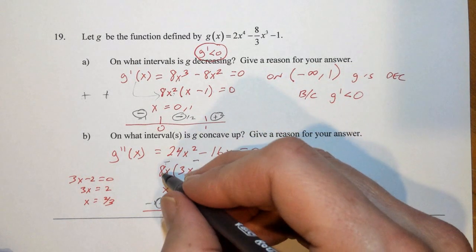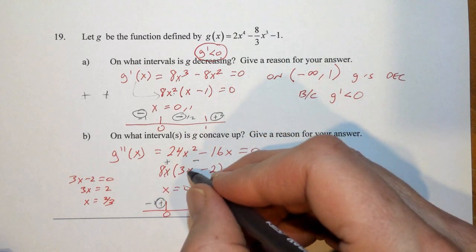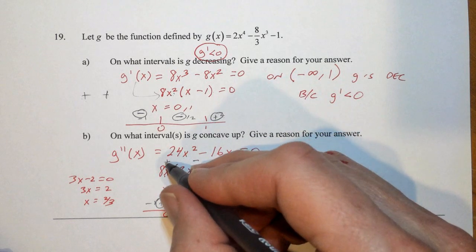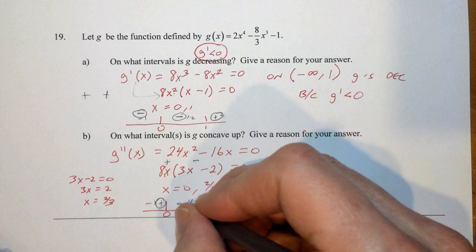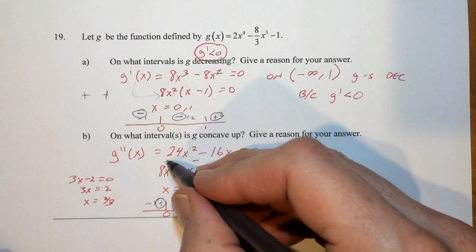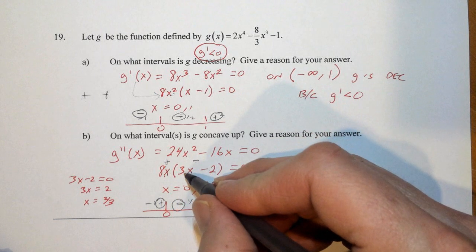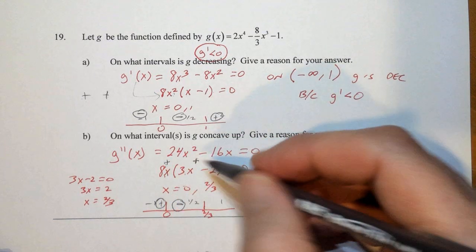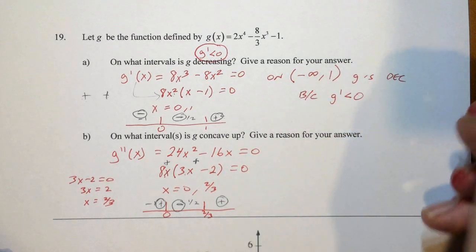How about 1/2? 8 times 1/2 is positive. 3 times 1/2 is 1.5. 1.5 minus 2 is a negative. Positive times a negative is a negative. And finally 1. 8 times 1 is positive. 3 times 1 is 3. Minus 2 is 1, which is positive. Positive times a positive is a positive.